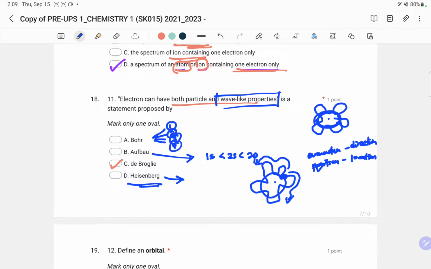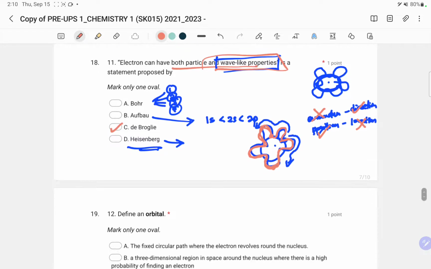Kalau kita tahu position dia, kita tak tahu momentum dia. Katalah kita nampak dia bergerak ikut arah jam. So kita nampak direction dia. Tapi bila kita nampak dia dekat sini, bila kita snap, oh dia dah kat sini dah. So kita tak tahu location dia yang sebenar. So sebab tu dia kata tak mungkin kita boleh tahu kedua-dua momentum dan position pada masa yang sama. So kita hanya akan dapat satu sahaja. Ha, itu yang dikatakan oleh Heisenberg. So bila wave-like properties ni, dia berkait dengan De Broglie sahaja.